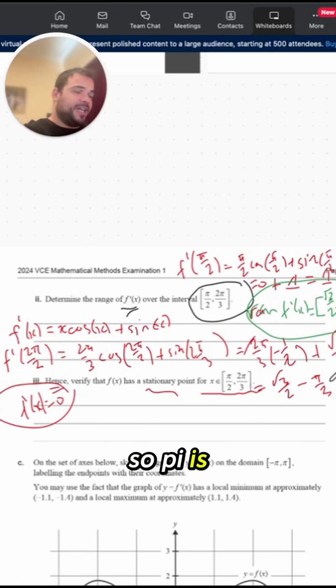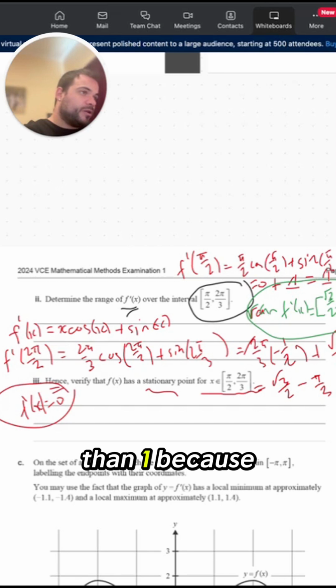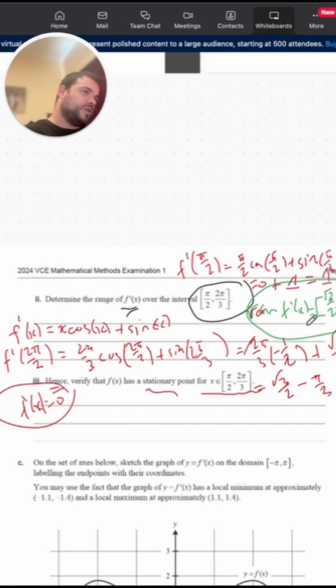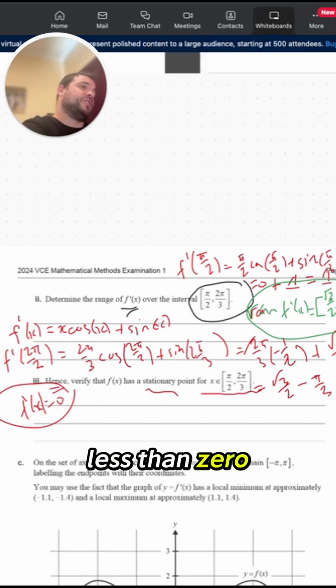So pi is 3.14. So pi on 3 must be greater than 1, because a third of 3.14 is greater than 1. But the square root of 3 is less than the square root of 4. The square root of 4 would be 2, so 2 on 2 would be 1. But the square root of 3 being less than the square root of 4 is less than 2, so this is less than 1. So root 3 on 2 is less than 1. So a number less than 1 minus a number greater than 1 is less than 0.